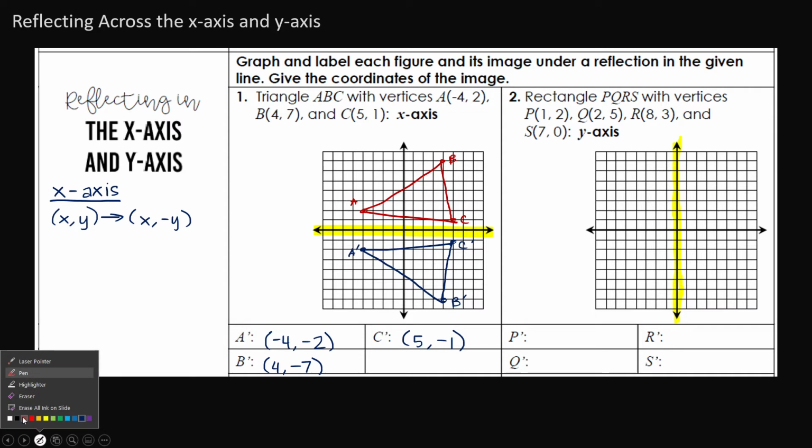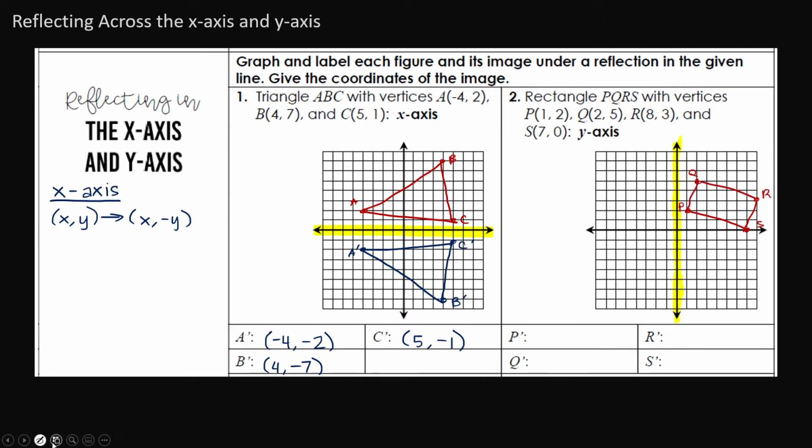Okay. So starting with PQRS, P is at (1, 2). Q is at (2, 5). And then R is at (8, 3). S is at (7, 0). Lovely rectangle here.